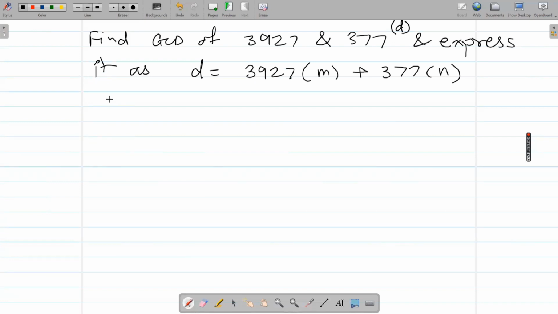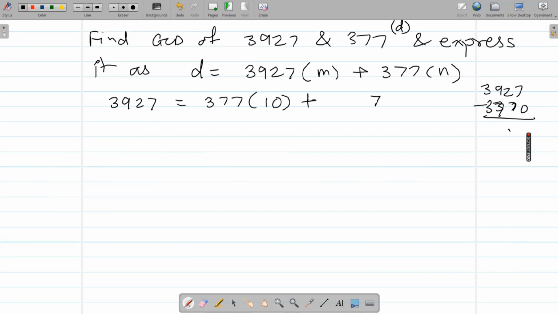3927 is bigger than 377. So I'm dividing 3927 by 377. You get an obvious integer multiple here, 10. 377 into 10 is 3770, plus the remainder, which is 3927 minus 3770. So the remainder is 157. Now, this was my B, this is A, and this is R.